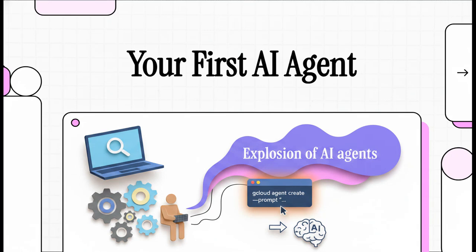Welcome to this explainer. Now, if you're a junior developer who's been watching this absolute explosion of AI agents lately, but you're feeling, well, totally overwhelmed by the complex frameworks, the manual deployment, and just the endless coding required to actually build one, you are exactly in the right place. Today, we're breaking down a massive game changer. We're talking about Google's new Agent CLI.